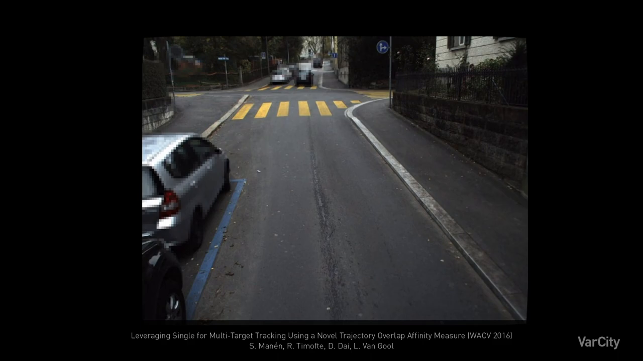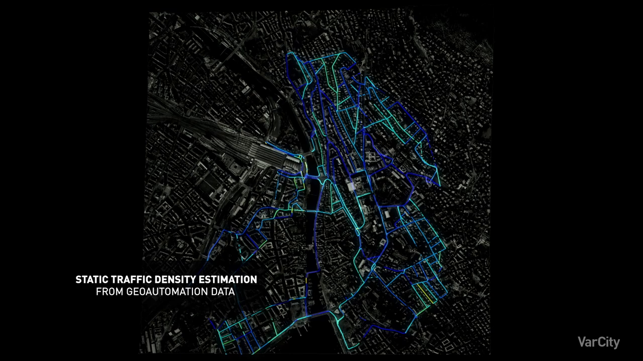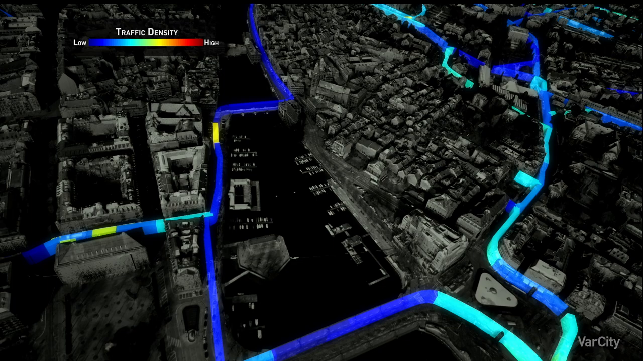As we have these measurements for a single point in time, but for many places, we can propagate them to produce an initial estimate of traffic density in Zurich City. To improve this estimation with time variation, we recorded publicly available camera feeds.